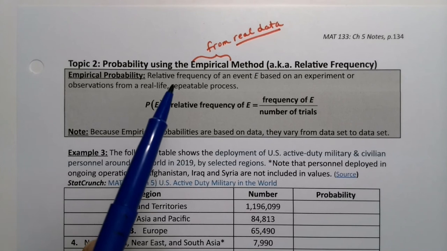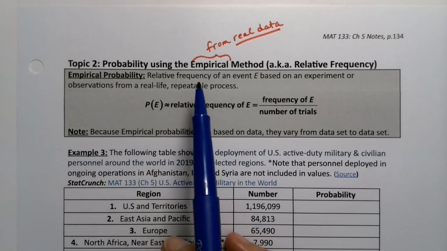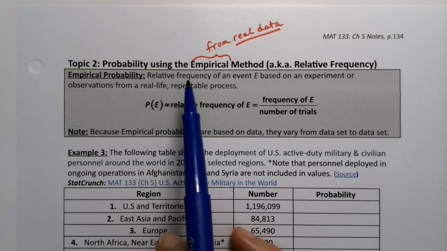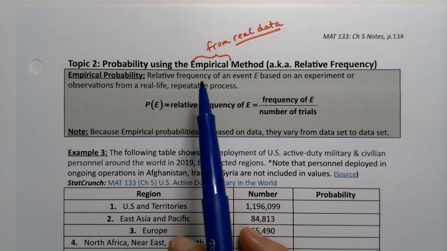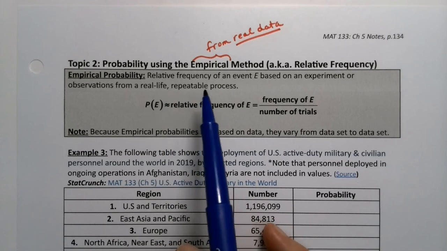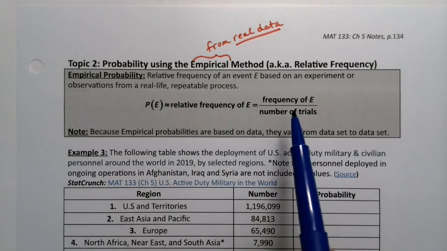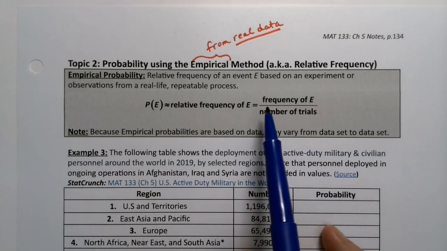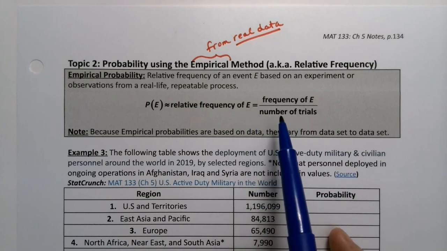So empirical probability is the relative frequency. When you find relative frequency in chapter 2, you're essentially finding an empirical probability. So the relative frequency of the event is based on the number of observations from the real life repeatable process. In other words, you take the frequency and you divide it by the total number of trials or the total number of observations. Simple as that.